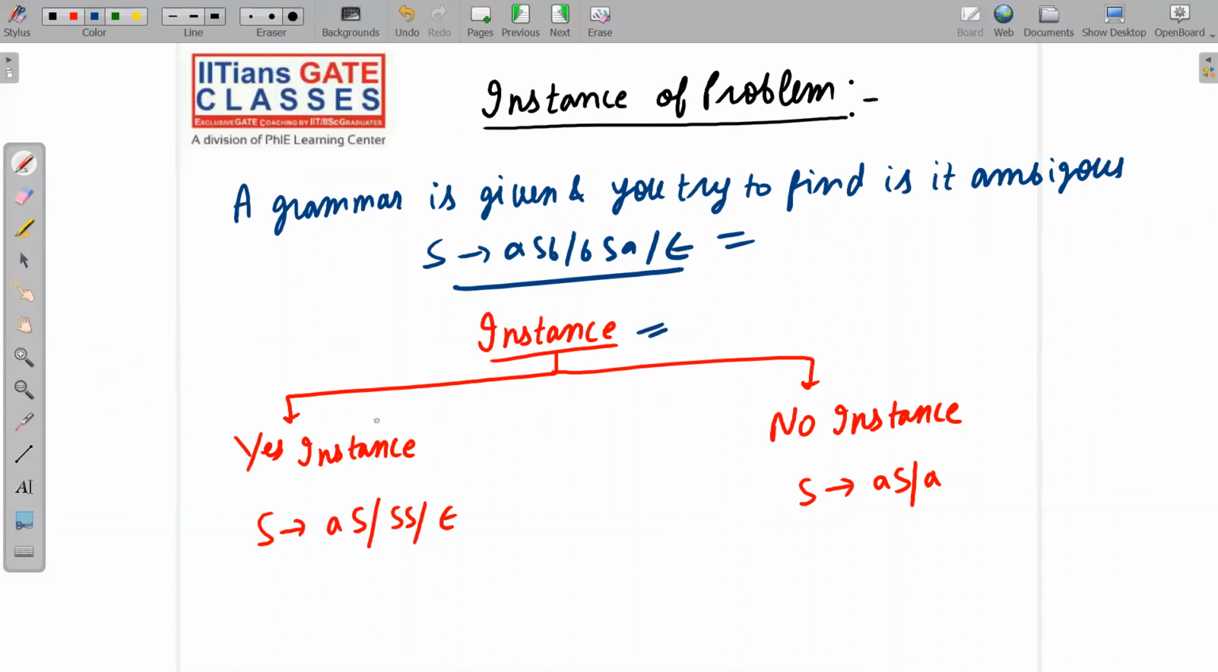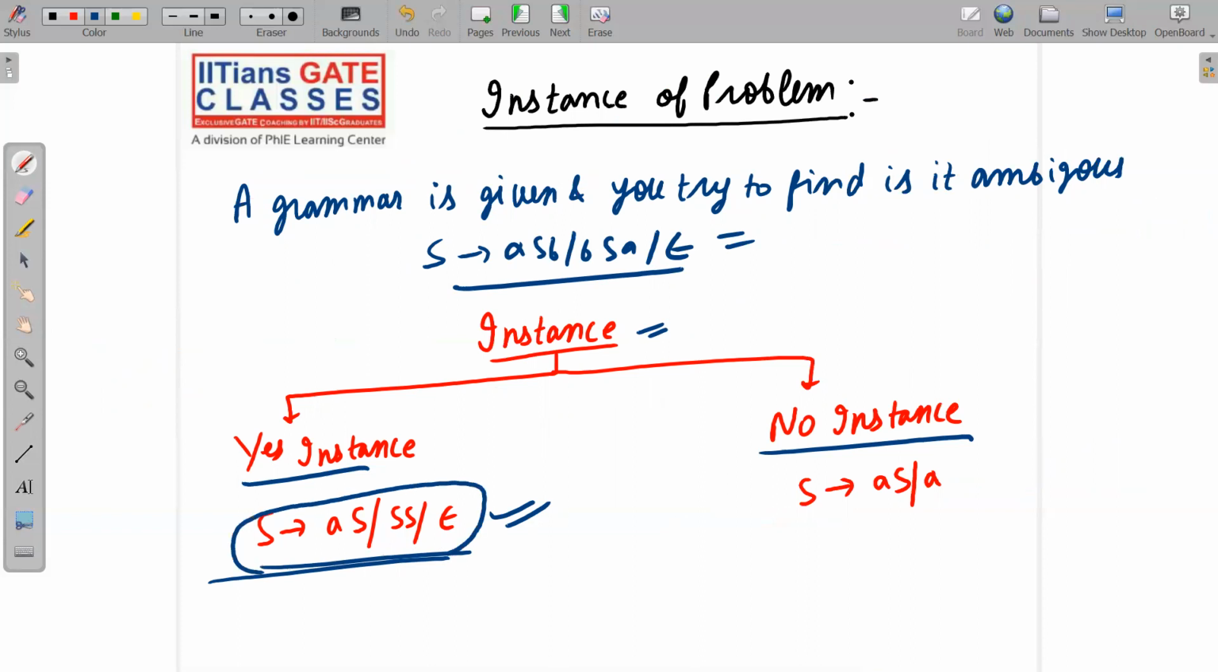Instances can be of two types, yes instance and no instance. Yes instance means what? See, this is an ambiguous grammar, so I will call it a yes instance. I hope you already know why it is ambiguous. Try to generate two or more parse trees for the string itself, and you will get your answer. And this is a no instance, an unambiguous grammar. So instance means you are given a grammar and you are trying to find whether it is ambiguous or not. Instances are of two types: yes instance means an ambiguous grammar, and no instance means an unambiguous grammar is given. I hope I have made the point clear.